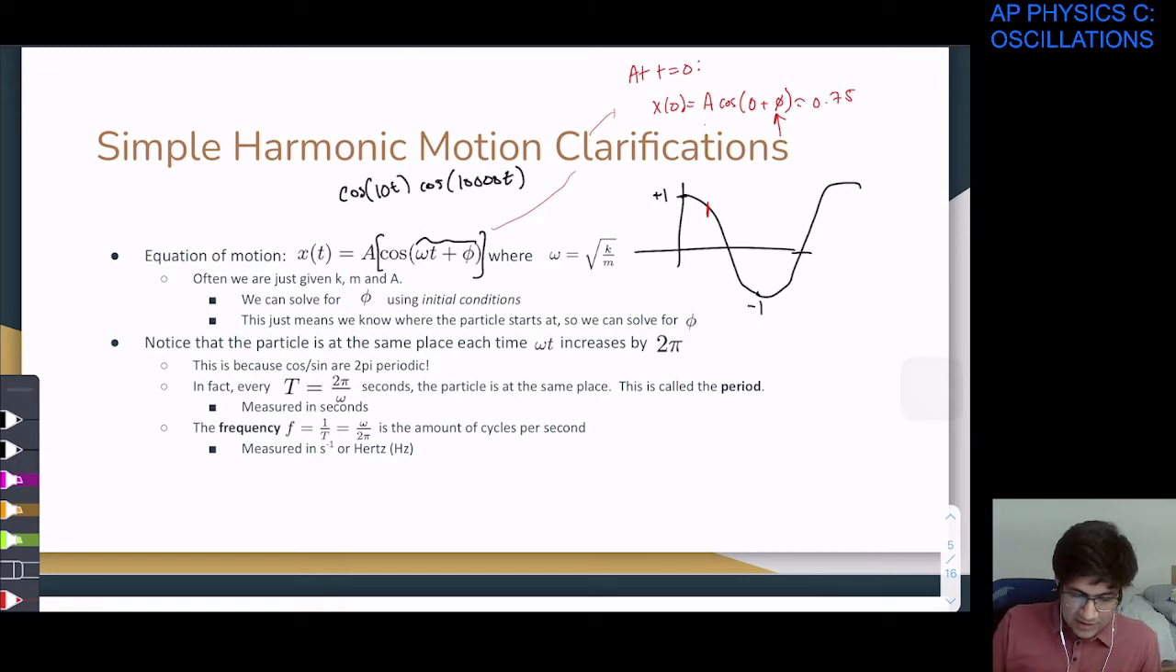All right, cool. So now let's look at the next bullet point. Notice that the particle is at the same place each time omega t increases by 2 pi. All this is saying is that trigonometric functions like sine and cosine are 2 pi periodic. So sine of x is equal to sine of 2 pi plus x.